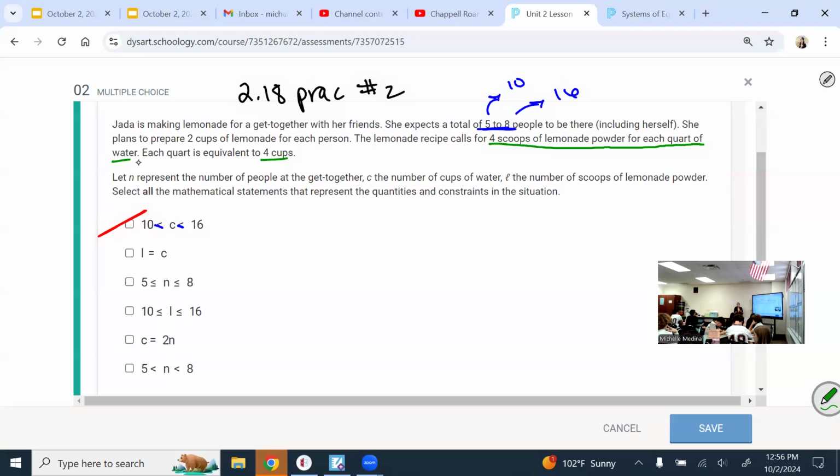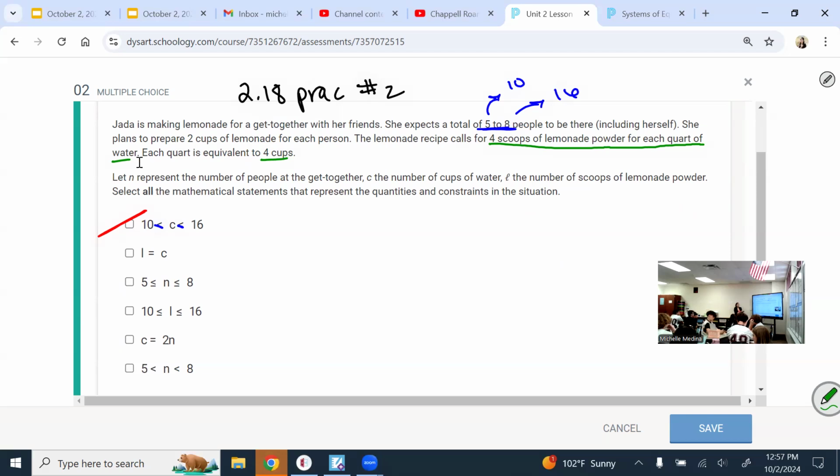Hey, what do you think? Say it. No one? 4 scoops. Okay.